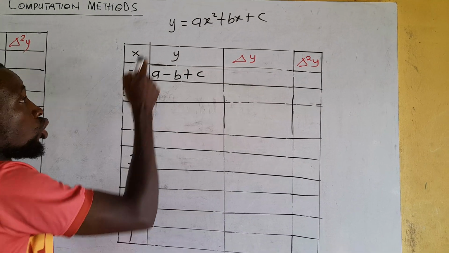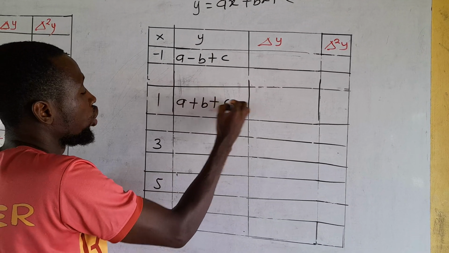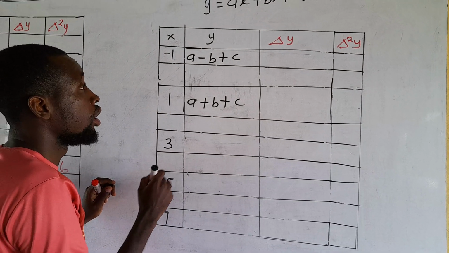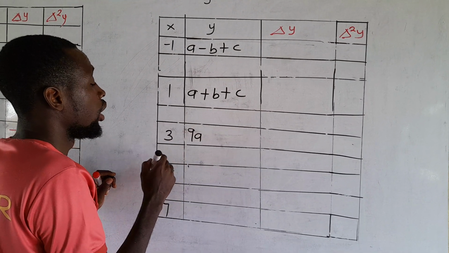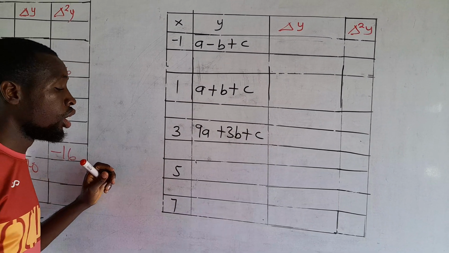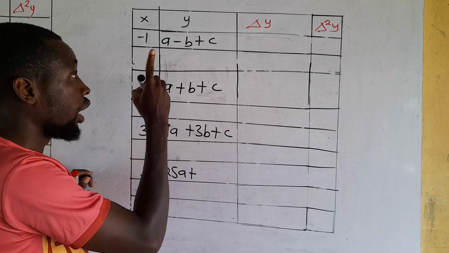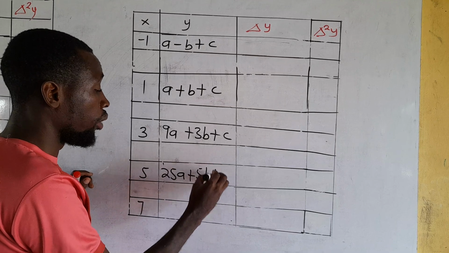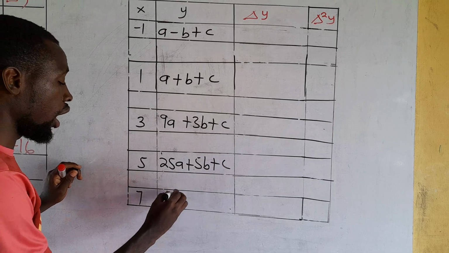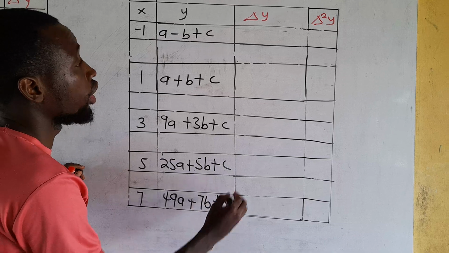We substitute 1: 1 squared is 1 times a will be a, 1 times b will be b, then plus our constant c. We substitute 3: 3 squared is 9, times a will be 9a, then 3 times b will be 3b, then plus our constant c. We substitute 5: 5 squared is 25, so 25a, 5 times b will be 5b, then plus our constant c. We substitute 7: 7 squared is 49, times the a plus the 7b plus our constant c.